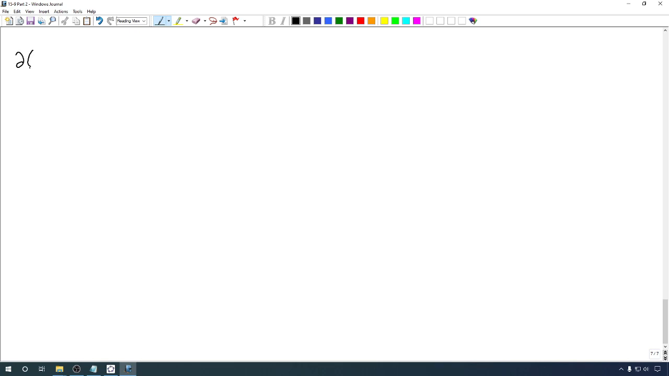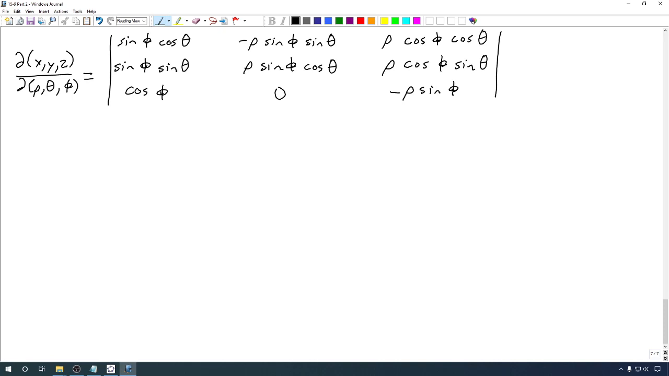So we have d of xyz over d of rho theta phi, which is a 3×3 determinant, which I'm just going to go ahead and write in here. These are going to be the same ones that we had on the previous page. So kind of a big determinant here. It's a 3×3 determinant. If you don't know how to work with 3×3 determinants, just kind of roll with it, and you'll just have to trust me that we can evaluate them this way.